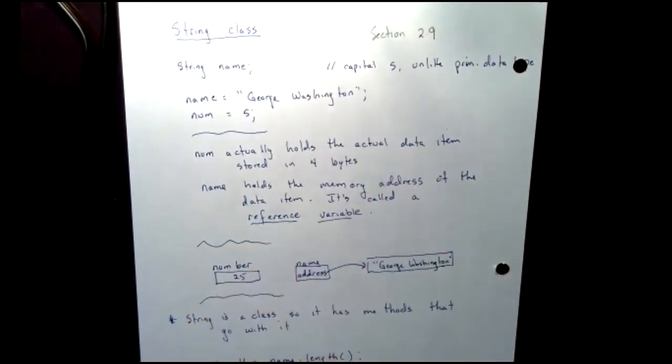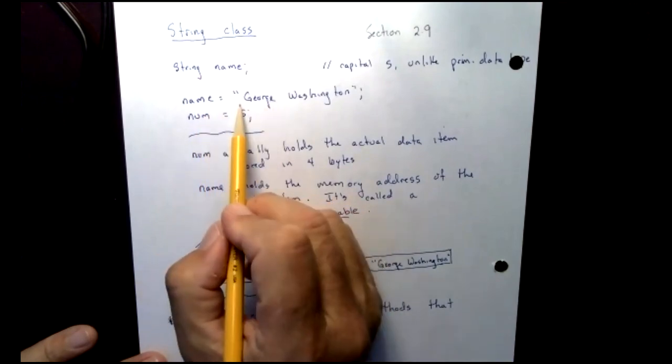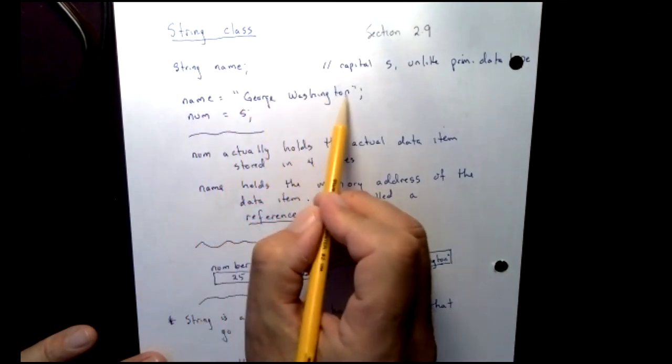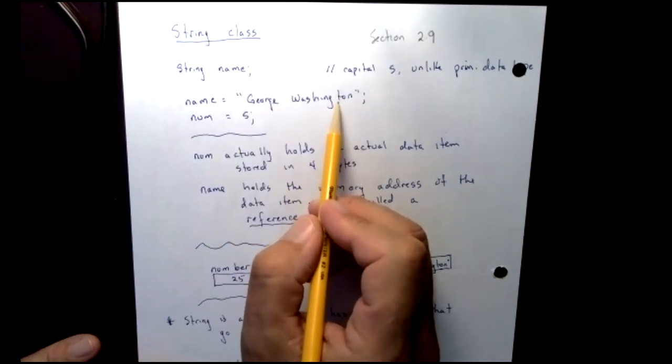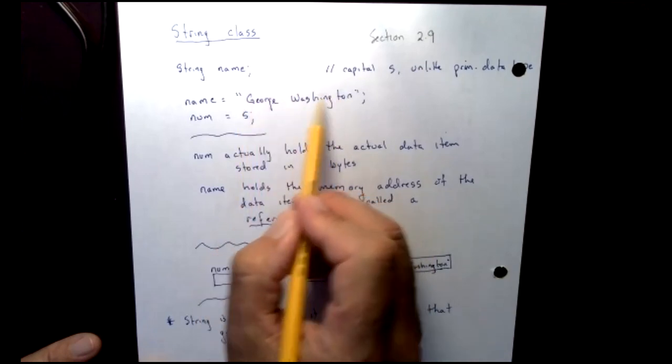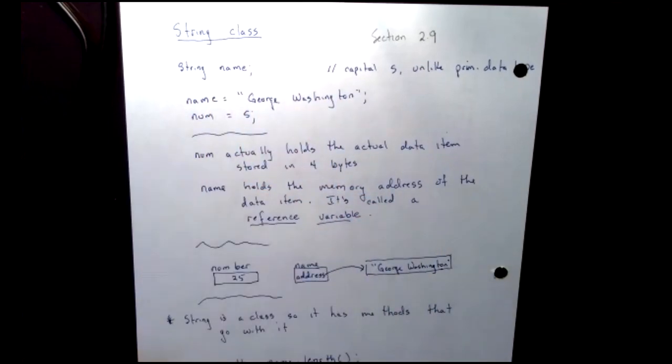Okay, so how does a string work? Well, I might be able to store something like "George Washington." There's my double quotes again. What color is that going to be when I type it? Green. Good, right? I'm going to store that in a variable called name.